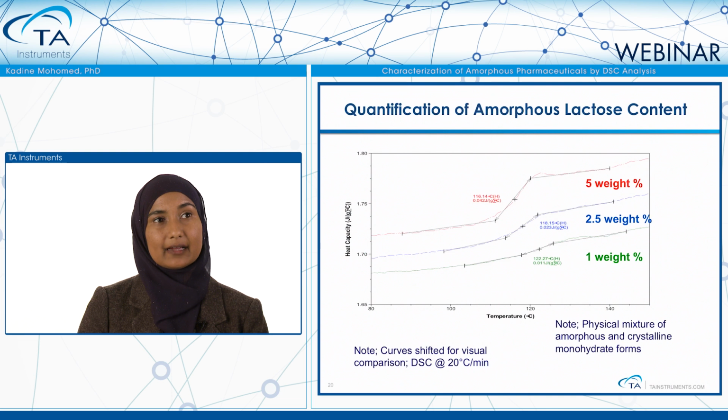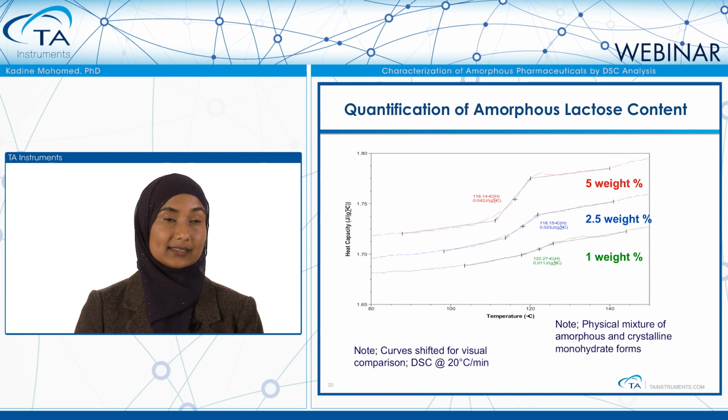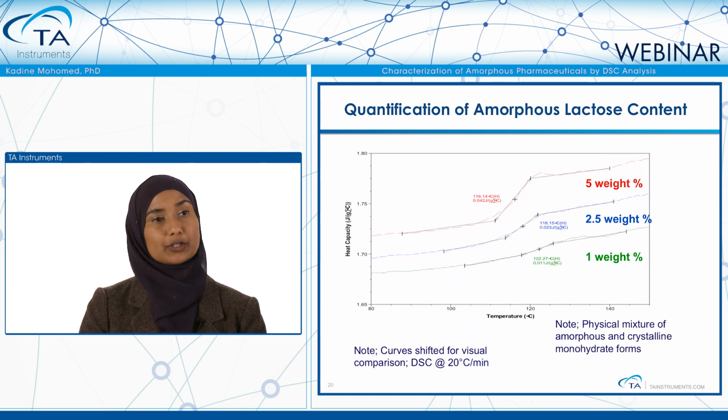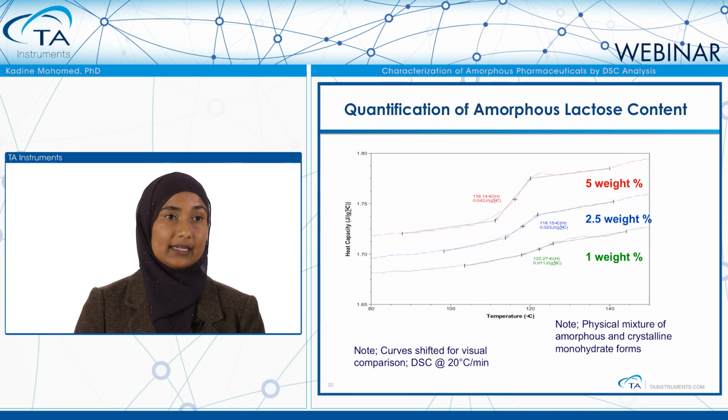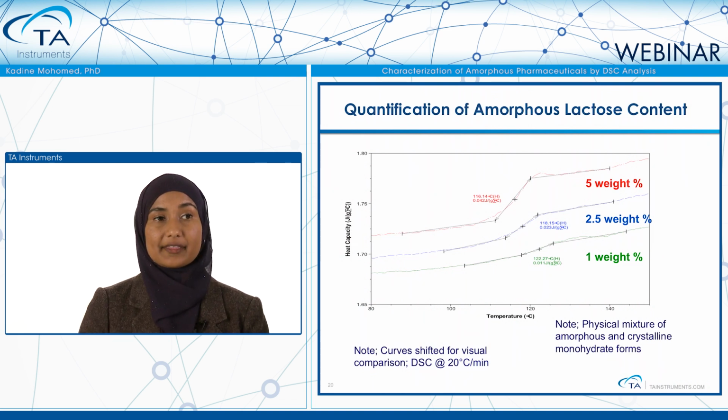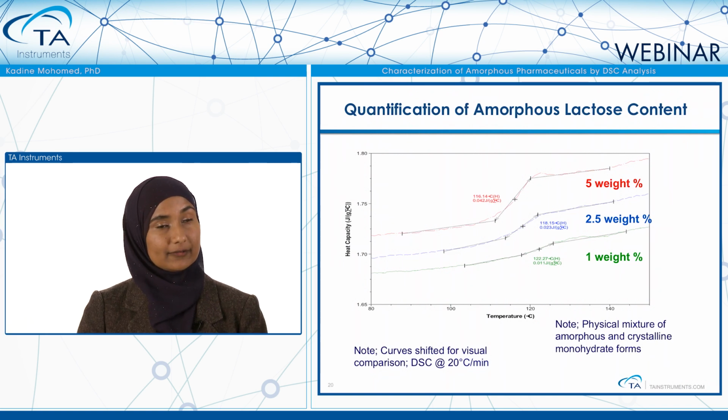Here is another example, very similar to the one before, except we're looking at the y-axis in terms of a heat capacity signal instead of heat flow. And as a material goes through the glass transition, we see a step increase in the heat capacity, or specific heat capacity. We're looking at examples here of a material that is 5% by weight amorphous content, 2.5% by weight amorphous content, as well as 1%.